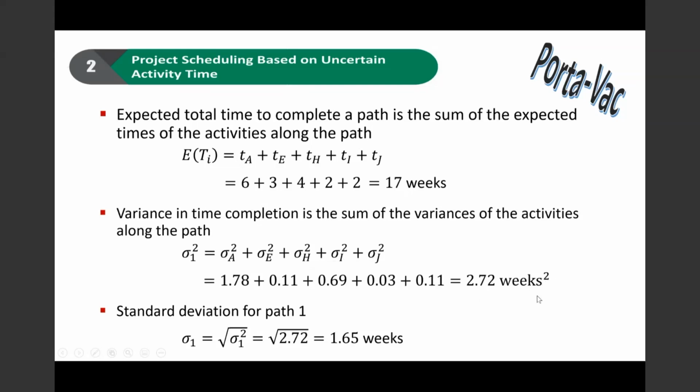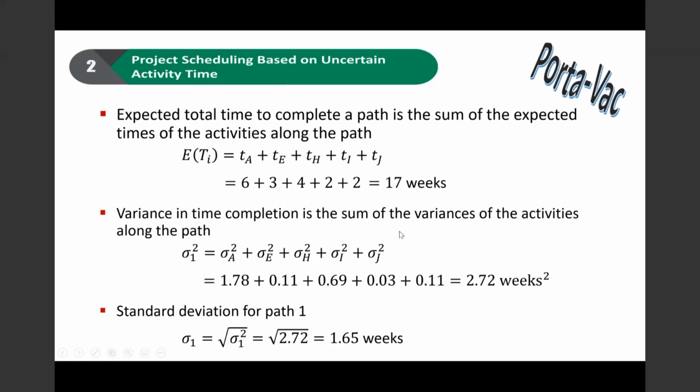We don't usually work with variances generally, so we find the standard deviation. The standard deviation is the square root of your variance, which is 1.65 weeks. So this is the total expected time, the variance, and the standard deviation for path 1, which is also your critical path.